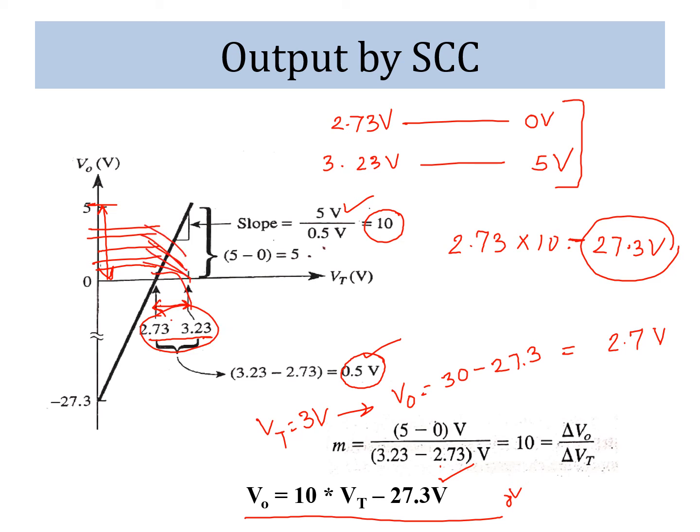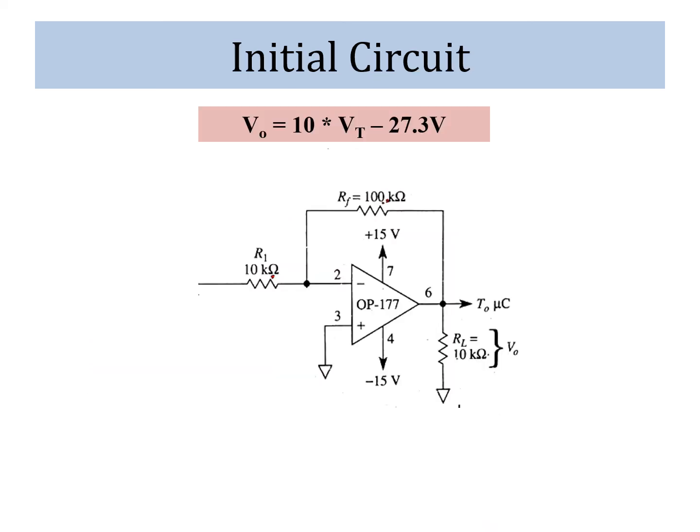So now our circuit must be able to handle this equation. We already know Vt in terms of y equal to mx plus c, and this is another y equal to mx plus c. Here m is 10 and c becomes 27.3 volt. Okay, students, now we will start designing our circuit.